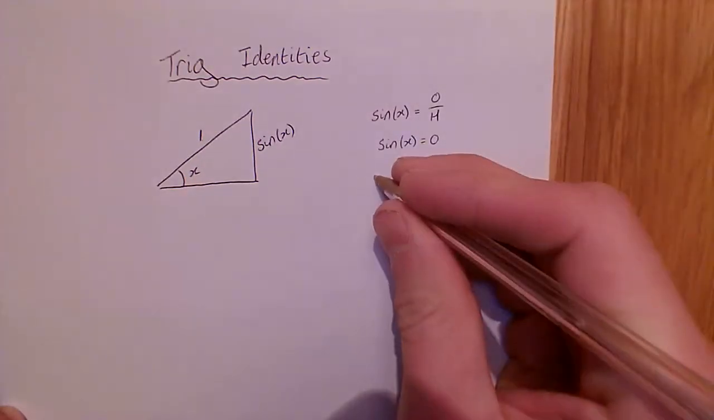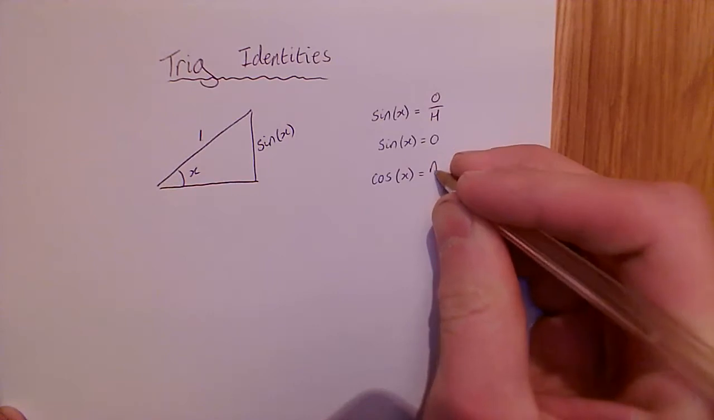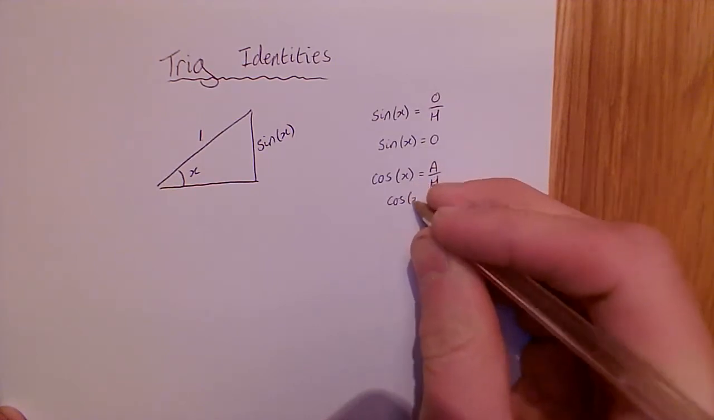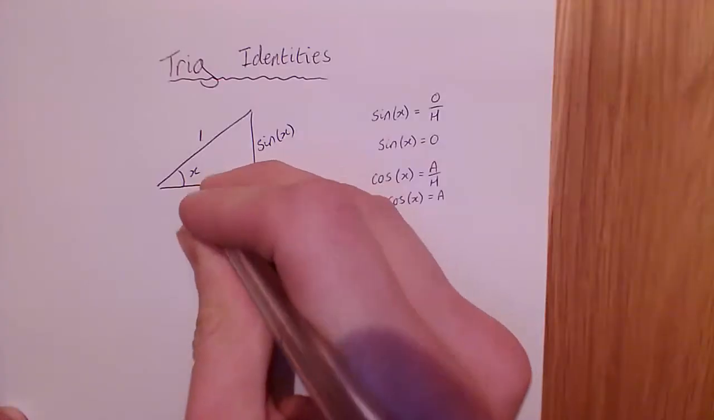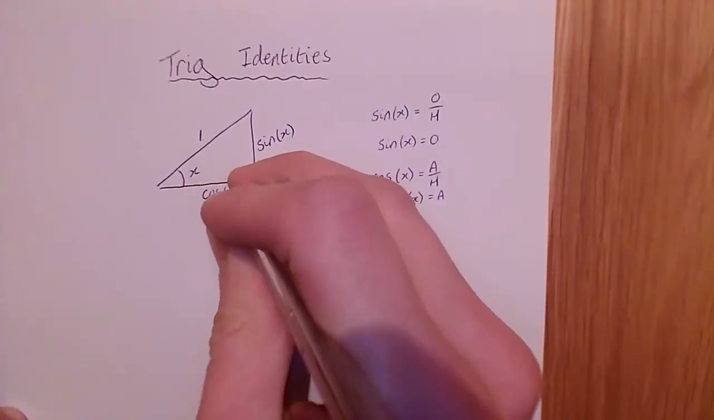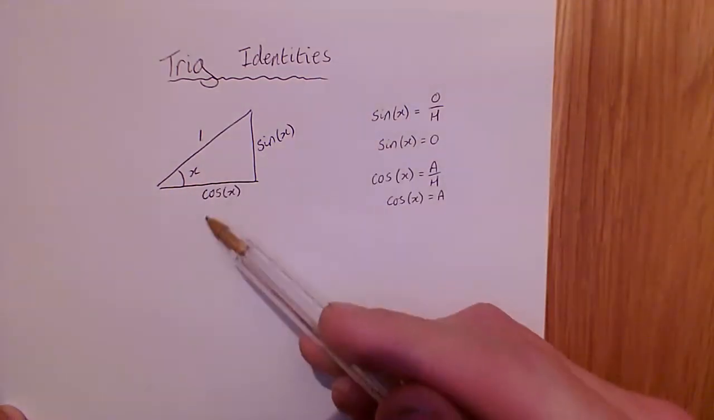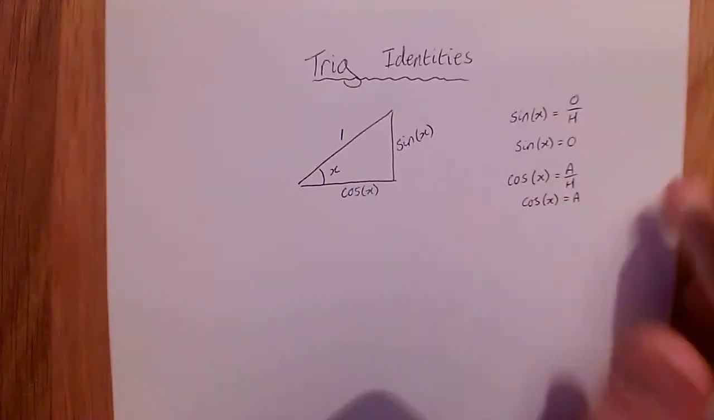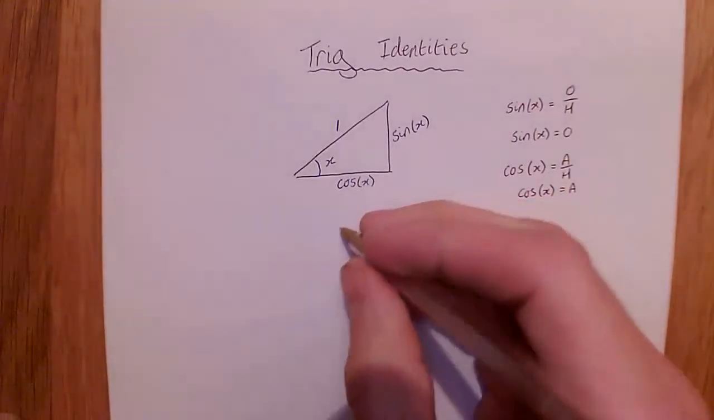You can do a very similar thing with cos. Cos of x is equal to adjacent over hypotenuse, and the hypotenuse is just 1 in this case. So cos x is the adjacent. So this is a very special triangle, but it connects for us sine x and cos x, and this is quite handy because we can now use some of the other properties of our triangle.